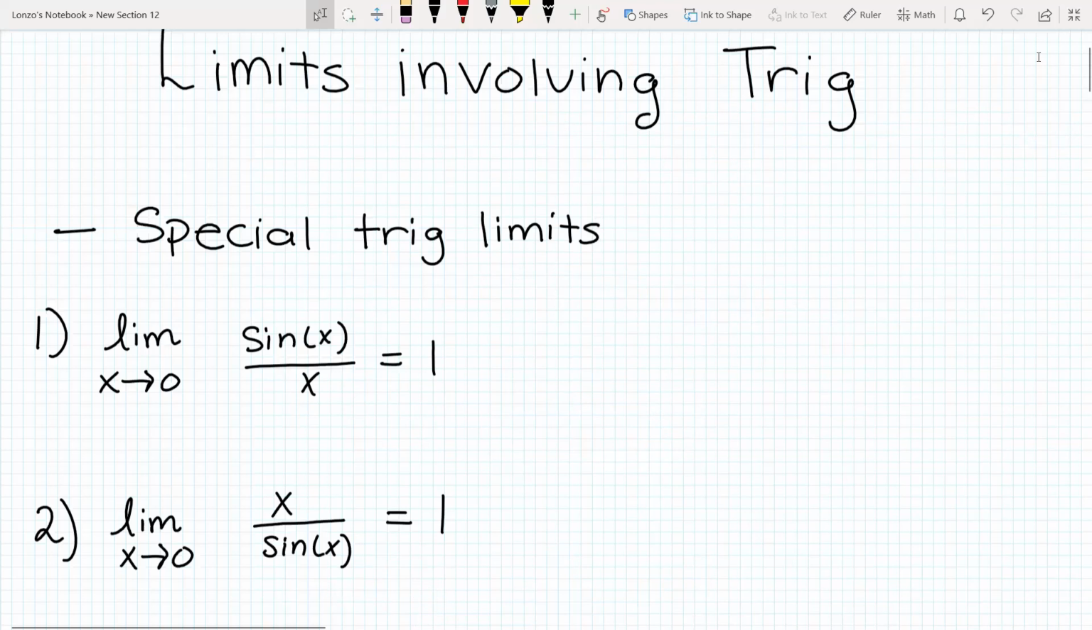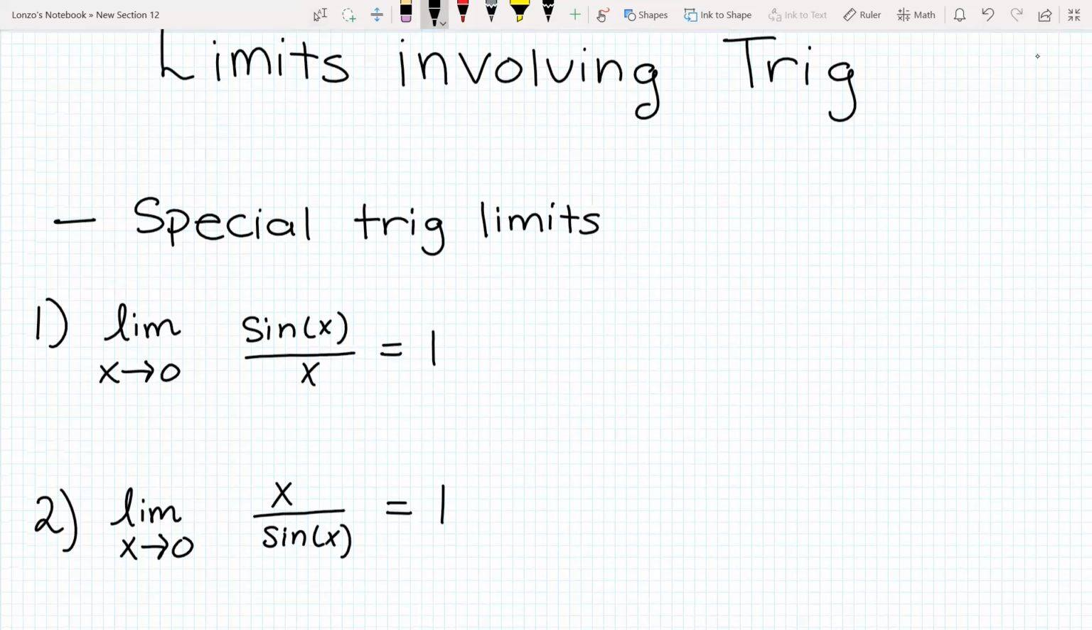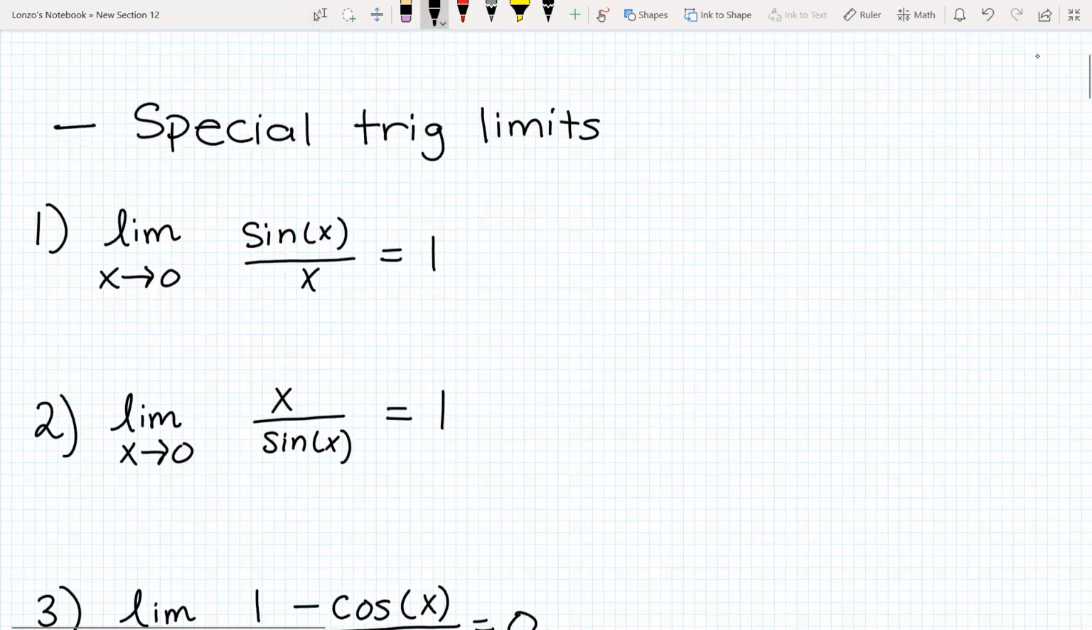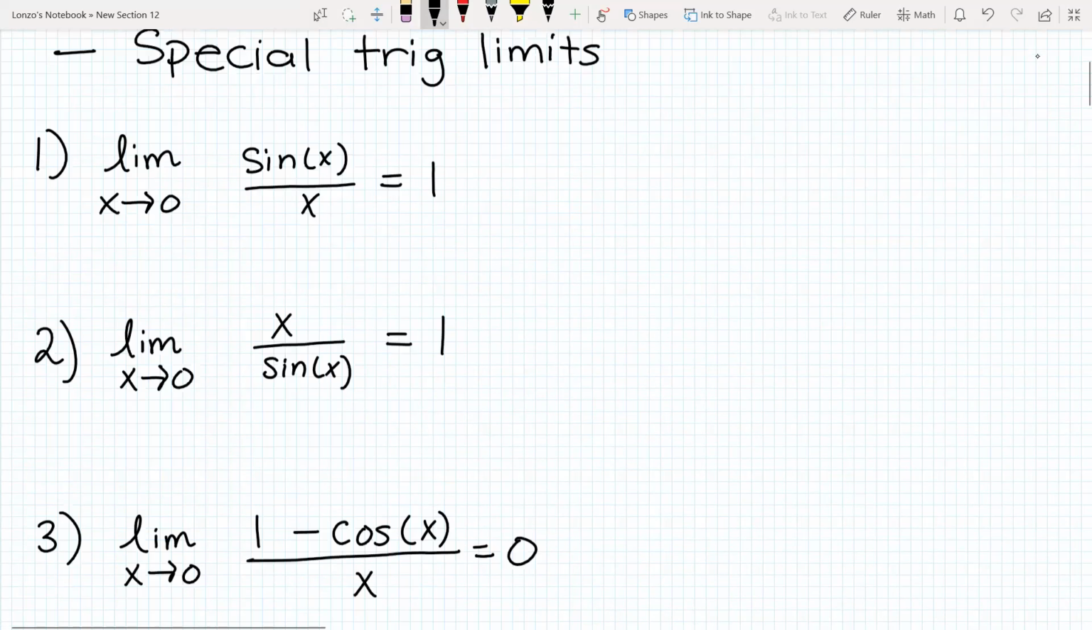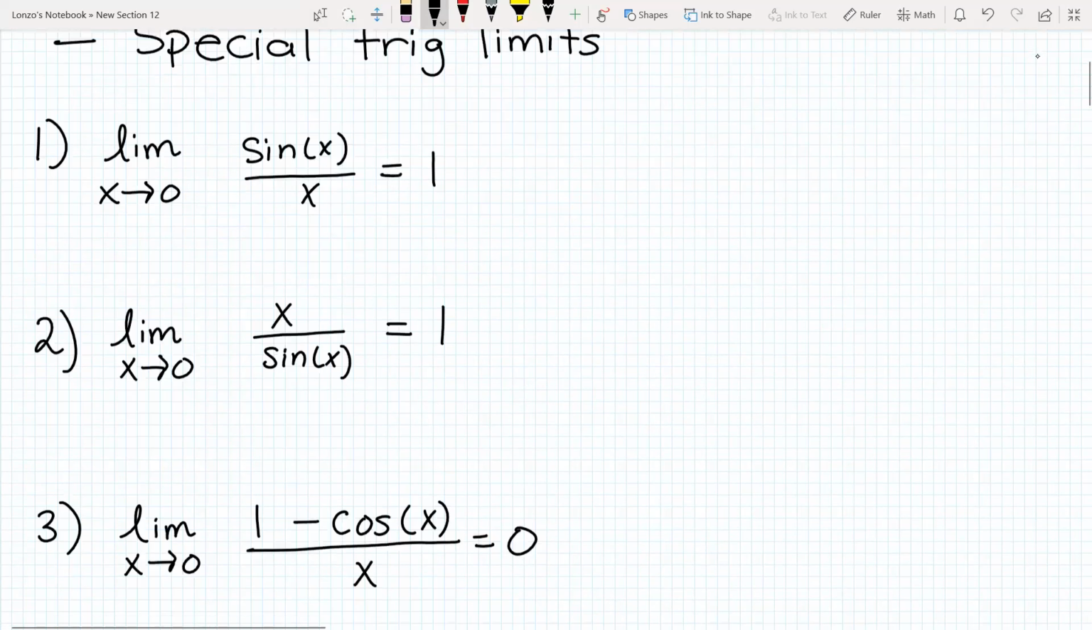Hello. In this section, I will go over some basic limits involving trig, and I will go over special trig limits. So we're going to go over regular trig limits, and we're specifically going to go over what are called special trig limits. There are three main special trig limits you should know. So go ahead and press pause if you need to write down these three rules.